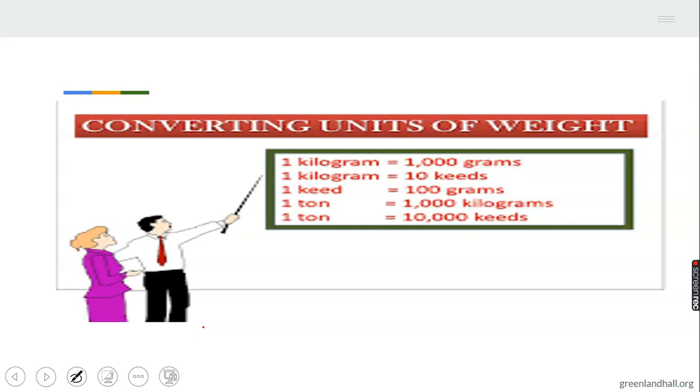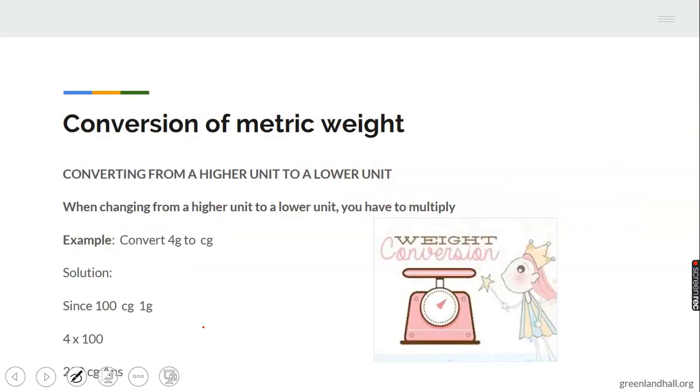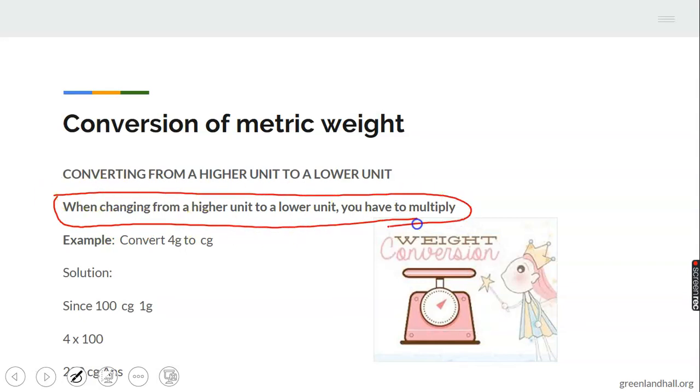Alright, let's quickly go to the next slide and let's start our work on conversion. Conversion of metric weight. When changing from a higher unit to a lower unit, you have to what? Multiply. Please put this at the back of your mind. Please don't forget. It's very, very key. When changing from a higher unit to a lower unit, you need to multiply.